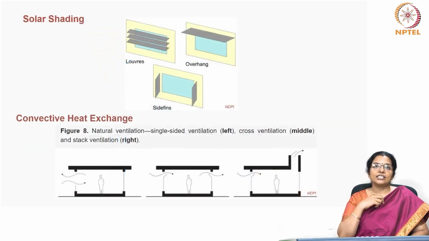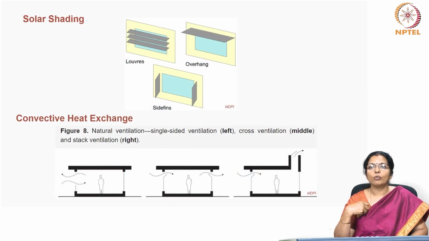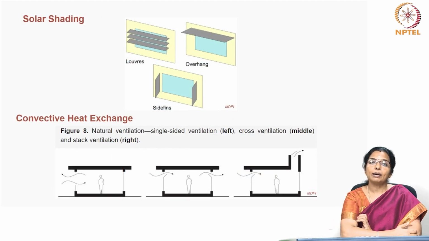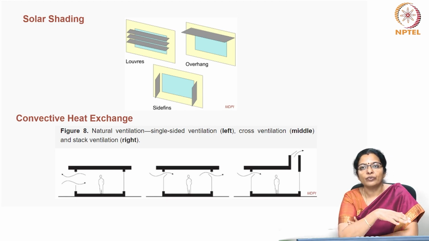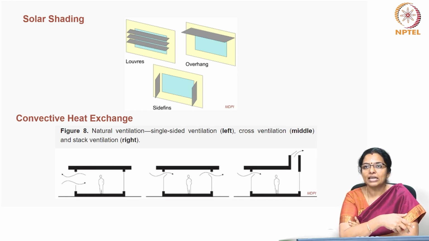The next strategy is solar shading. So solar shading systems, they play a crucial role in preventing overheating within buildings by blocking the solar radiation. They prevent the solar radiation from hitting the window or the wall. They can be implemented through various means such as building design, vegetation, or specialized shading devices. These devices are categorized as fixed or movable.